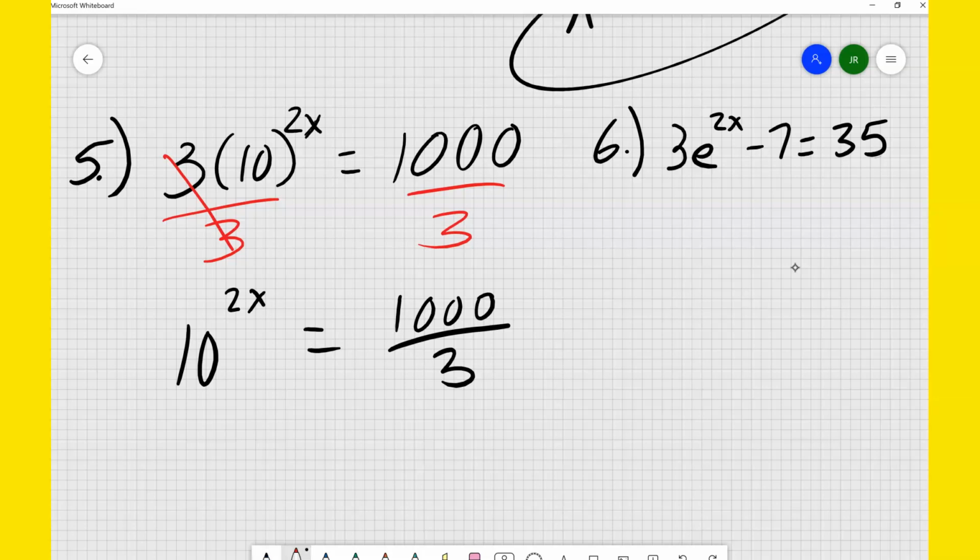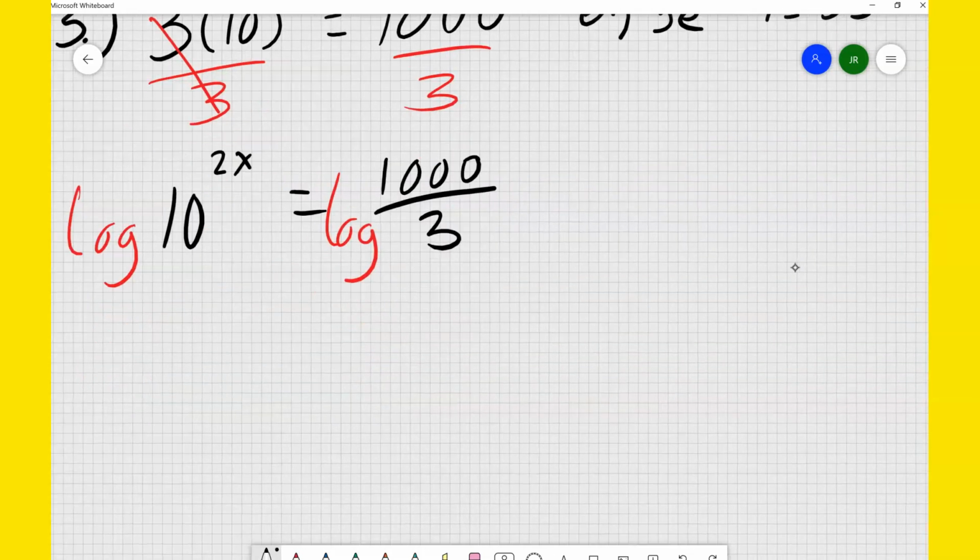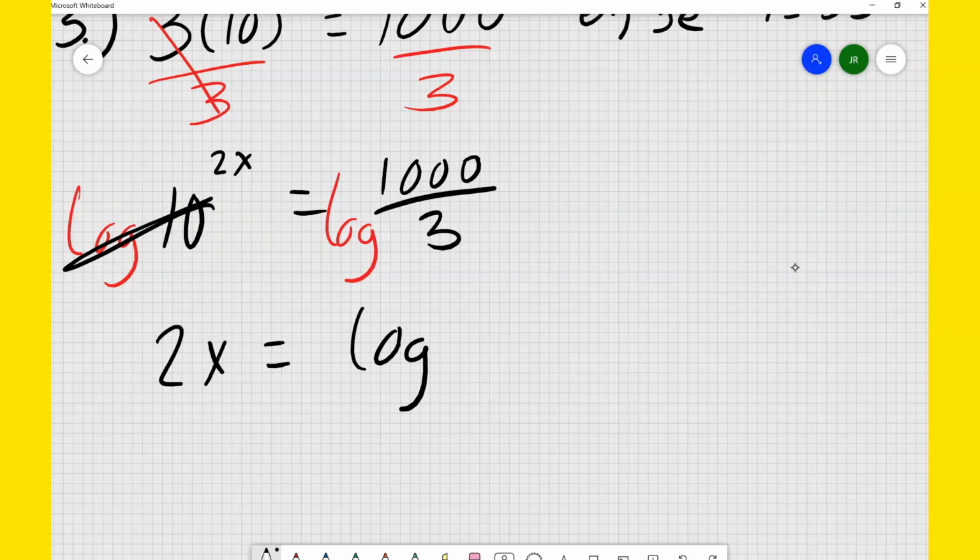Then how do I get rid of the exponential base 10? I do log base 10 on both sides. But remember, to do log base 10, that's the same thing as a common log, so you just put log and you don't even have to write a base. If you don't write a base on the log, it's understood to be a base 10. All right, and so we just put the common log there, and that cancels that out. And so that leaves me with 2x equals log of 1,000 over 3. And then divide both sides by 2, and we're done.